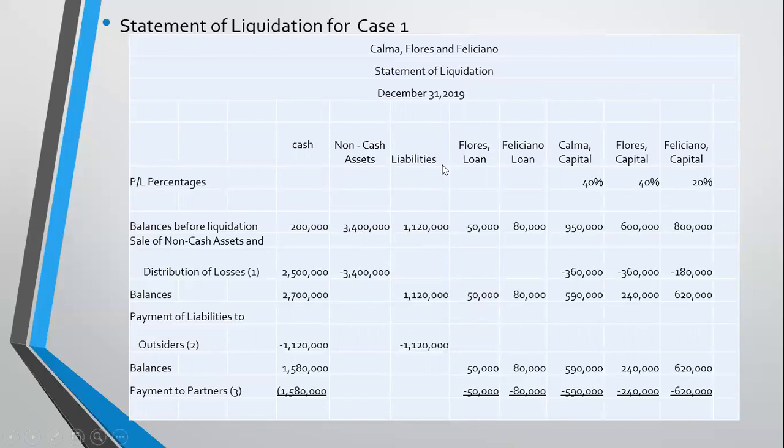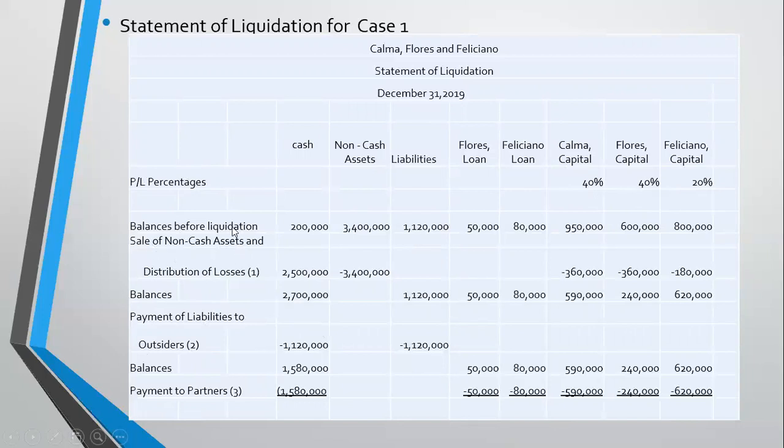And then we have the liabilities. Liabilities can also be, pwede ding ang account title niyan, accounts payable, notes payable, no? Depende kung ano yung account title being used by the partnership business. And then, yung loan account, we have this Flores loan, Feliciano loan, and then their capital account. And we also indicate the profit and loss percentages nila. 40%, 40%, and 20%. So I'm pretty sure you know how we computed this, how we arrived at 40%, 40%, and 20, given the profit and loss sharing ratio nila doon sa ating problem illustration.